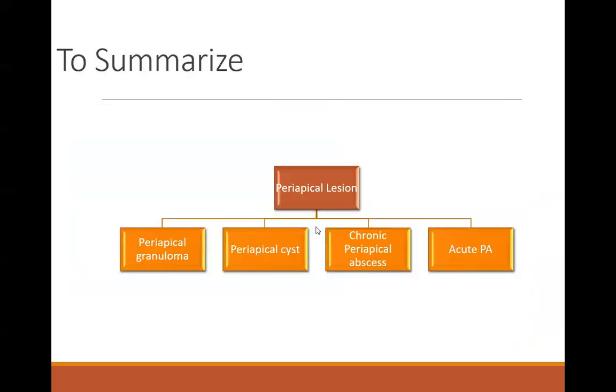To summarize the different things that we talked about, these are all basically under the umbrella of periapical lesion. You can have a periapical granuloma, a periapical cyst, a chronic periapical abscess, or an acute periapical abscess.